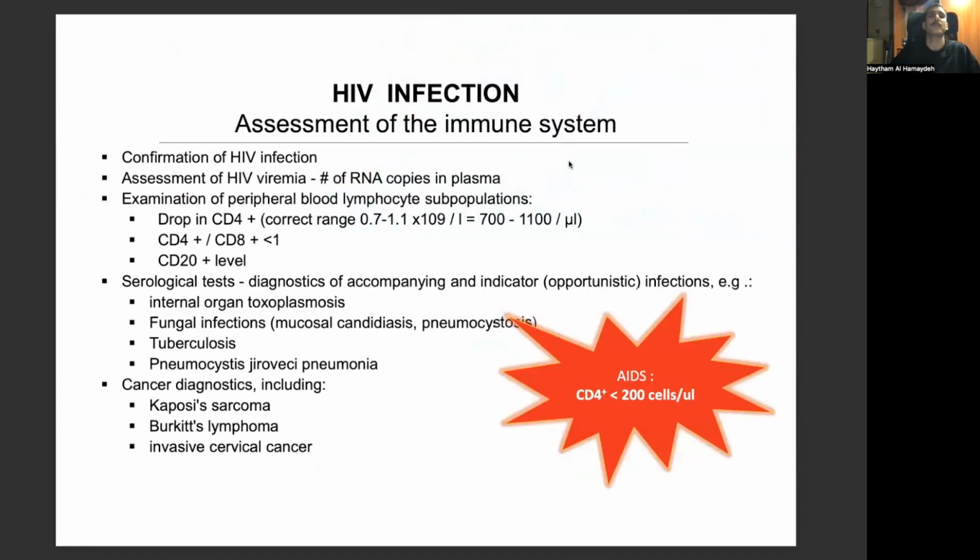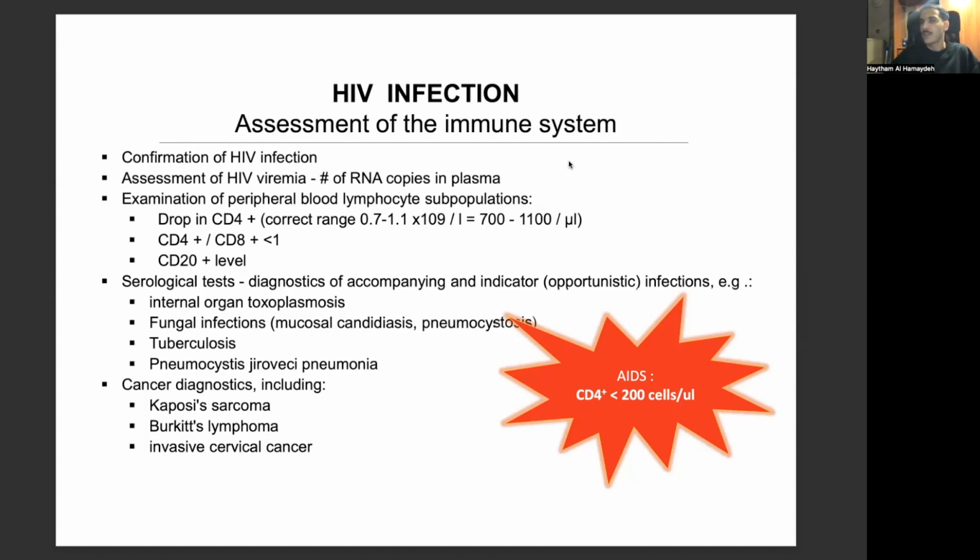How to diagnose HIV infection, and what do we do to test them? The first thing is that we need to measure the number of viral RNAs within the blood. The second thing is, how do we know that HIV is present?